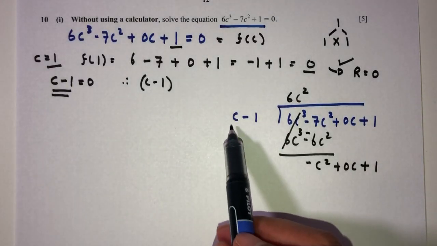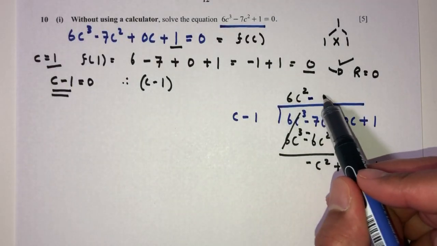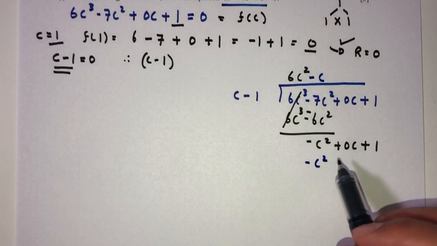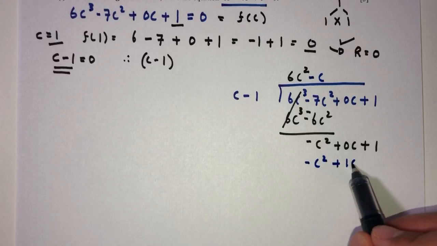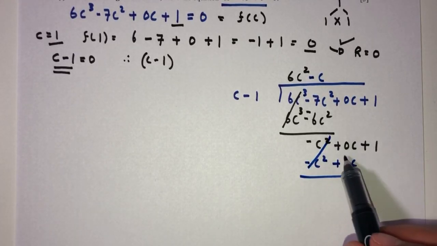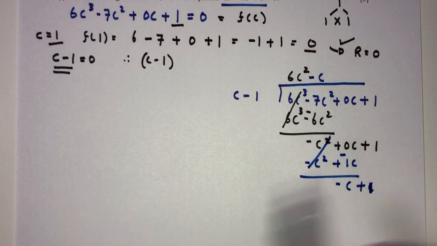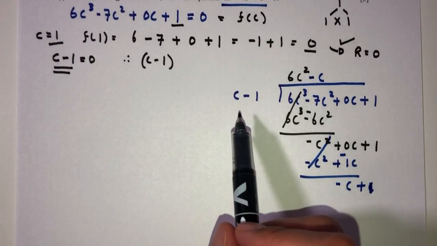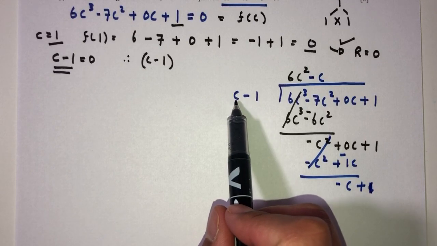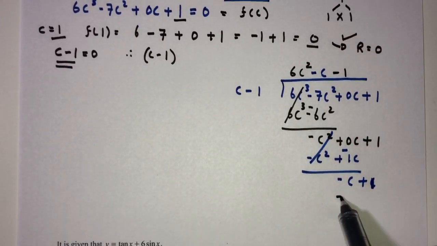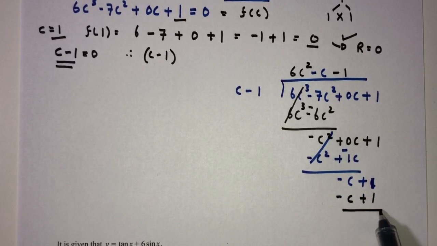Now again, how can you make c become this? You have to multiply by minus c. You will have minus c squared plus 1c. Cancel out. 0 minus 1 is minus c plus 1 plus 1. Now, same thing. How can you make c become minus c? You have to multiply by minus 1. That will become minus c plus 1. And that will be cancel out, 0.